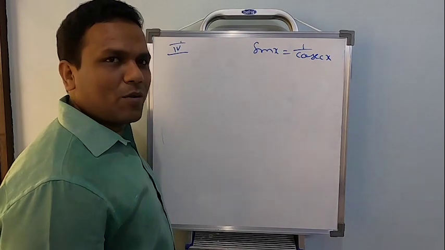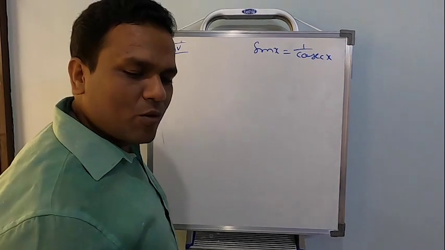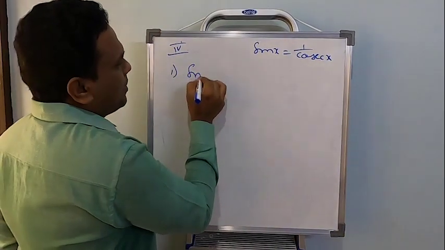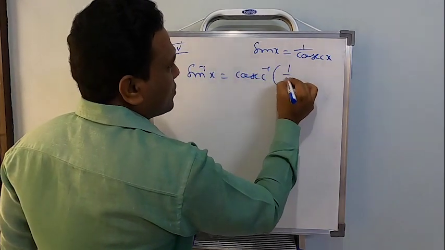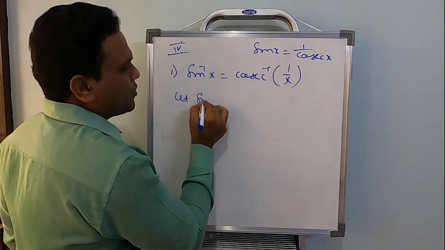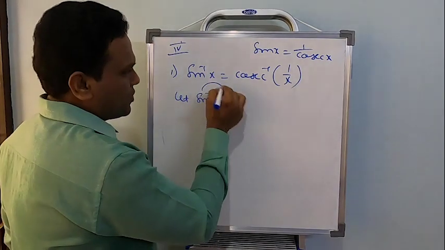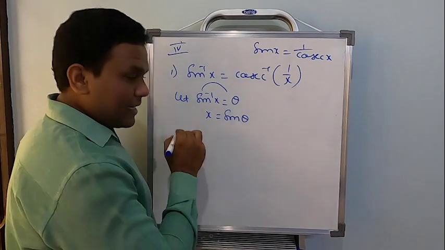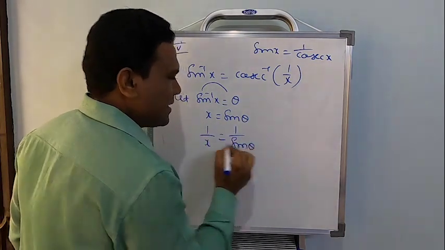So let us see the properties which are just similar to the reciprocal relations in trigonometry we studied in first year topics. Under that, the first one, which is simple: sin inverse of x can be written as cosecant inverse of 1 by x. We need to prove this. So let us start the proof. I am going to start from the left hand side. Let me call sin inverse x equal to theta. So x equals sin theta. Take reciprocal on both sides: 1 by x equals 1 by sin theta.